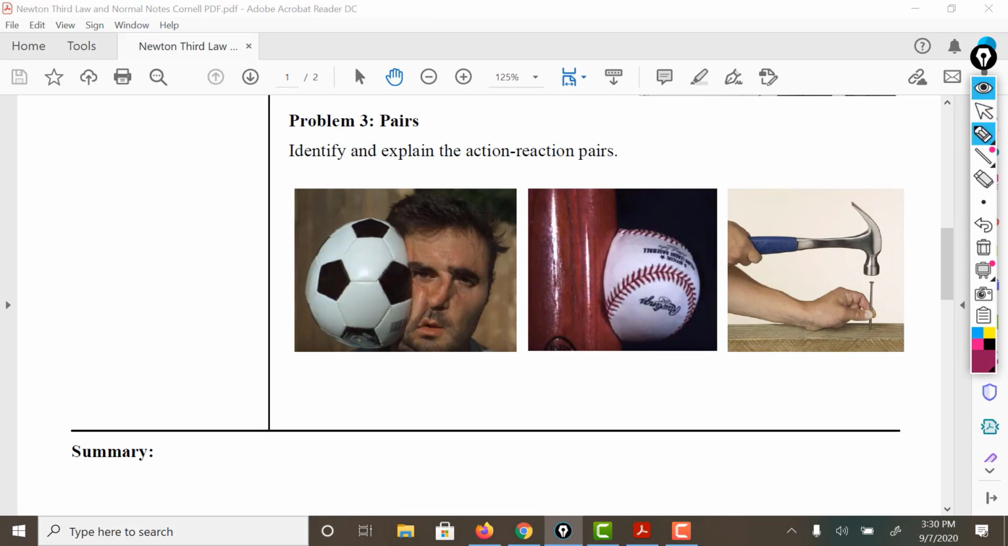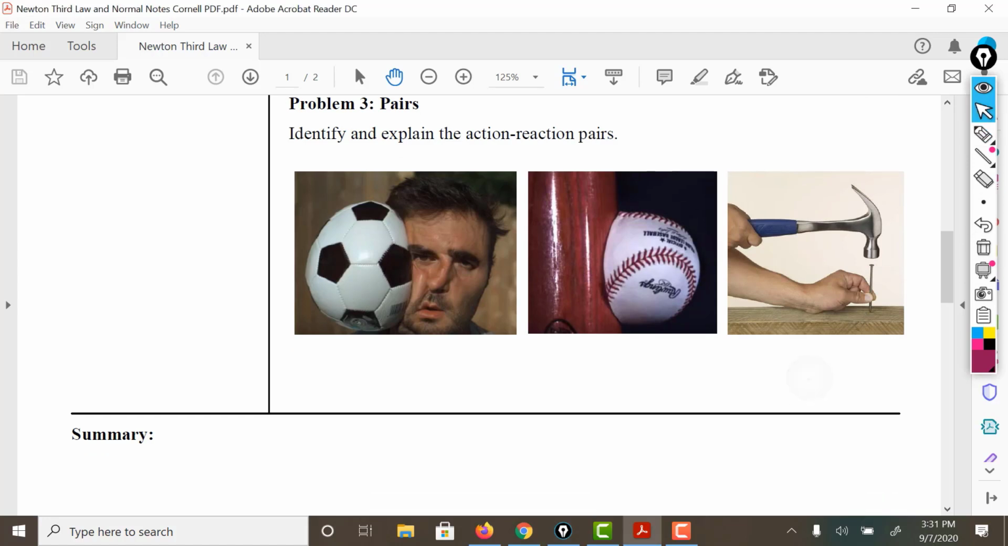With this last picture, we have the hammer and the nail. As long as this is balanced, the nail won't drive in. The hammer may hit the nail, but if the nail is not going in, that means the nail is hitting the hammer back with the same force. That is an opposite and equal reaction. It's only when the hammer exerts a greater force, that would be Newton's second law, that the nail begins to drive into the piece of wood. So the action-reaction pair here is the nail hits the hammer, or the hammer hits the nail.